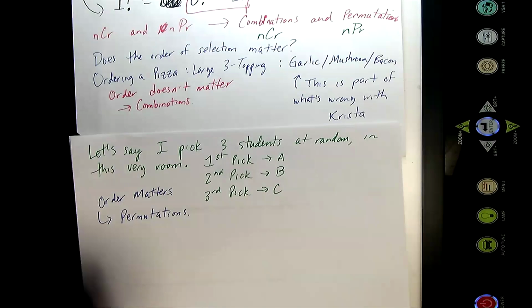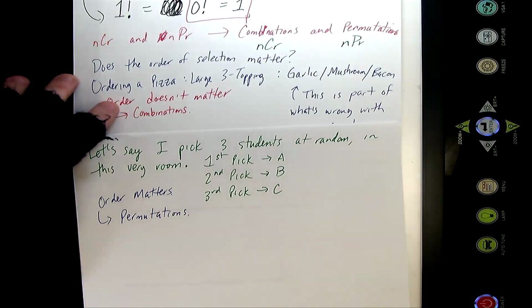I think the easiest way to remember is to think about the pizza thing. There's a combination pizza, but there's no permutation pizza. You can order a combination pizza at damn near any pizza place.